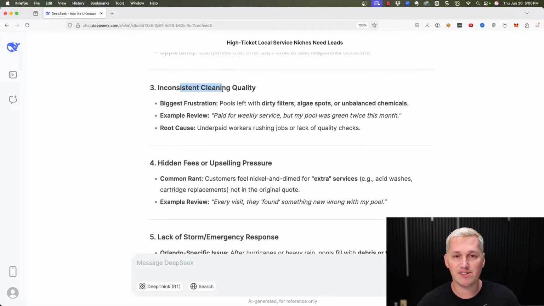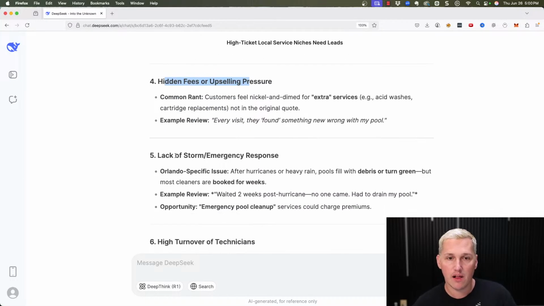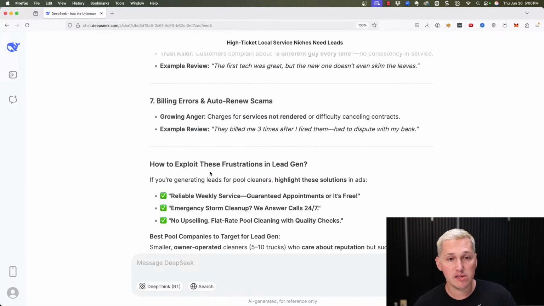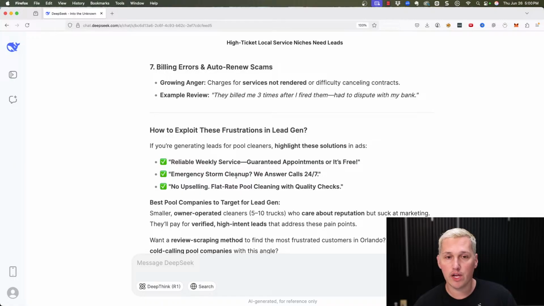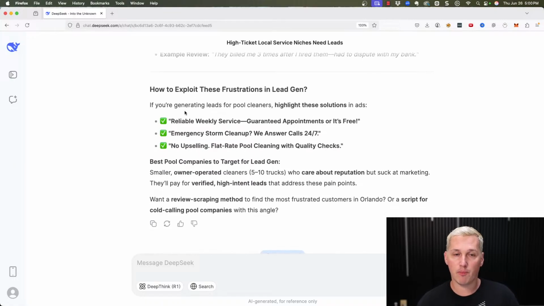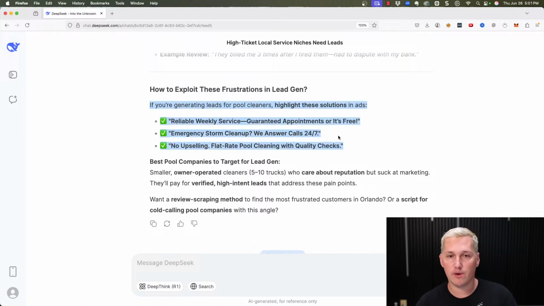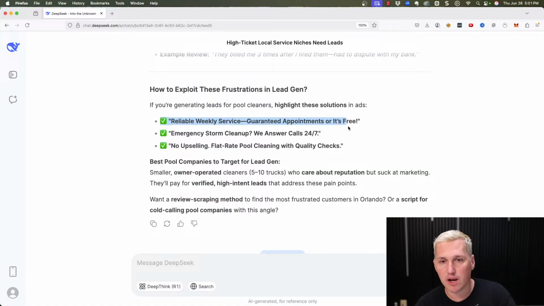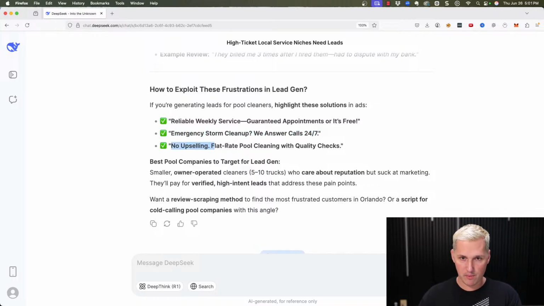Here's another one: inconsistent cleaning quality, hidden fees or upselling pressure, lack of storm emergency responses. Like, this is all really, really good information. But then DeepSeek just summarizes it for you and tells you these are what you want to use in your videos. You're going to say: reliable weekly service, guaranteed appointments or it's free. Emergency storm cleanup, we answer 24/7 calls. No upselling, flat rate pool cleaning with quality checks.